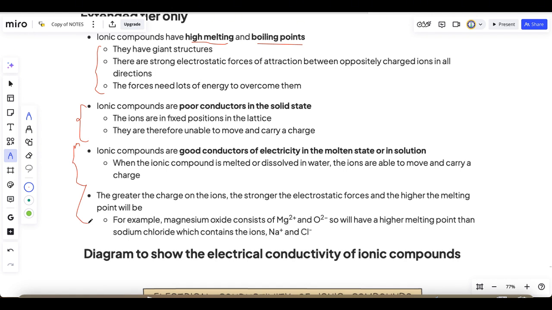Now, the greater the charge on the ions, the stronger the electrostatic force holding the ions together, and then the higher the melting point or the boiling point. Is that okay? For example, magnesium oxide consists of two ions, magnesium and oxygen, each with a double charge. So it will have a higher melting point than sodium chloride. Magnesium has two charges, so the melting point and the boiling point will be higher than that of sodium. Sodium only has one charge from this and one from this. Aluminium, which has three, will be higher than this one. Is that okay? So that's how it goes.